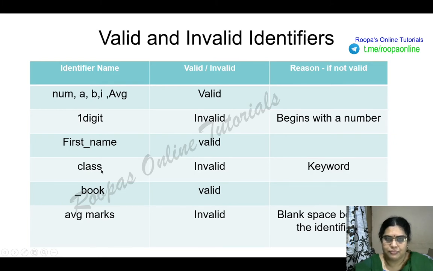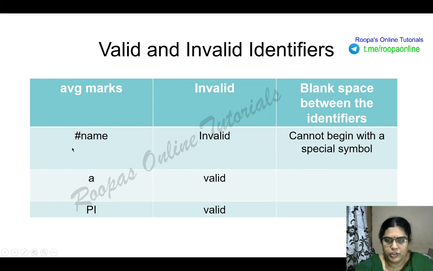And then we have class, if, for. All these are invalid identifiers because they are all keywords, which have special meaning. And here you have underscore book, which is again a valid identifier. And then we have average marks, and you can see there is a blank space here. So this is an invalid identifier because a blank space is between the identifiers. And then we have some more here. You can see I have put a hash symbol here. So this is again an invalid identifier because it cannot begin with any special symbol. And small a is again valid. And if you see here, capital PI, it is also a valid identifier.